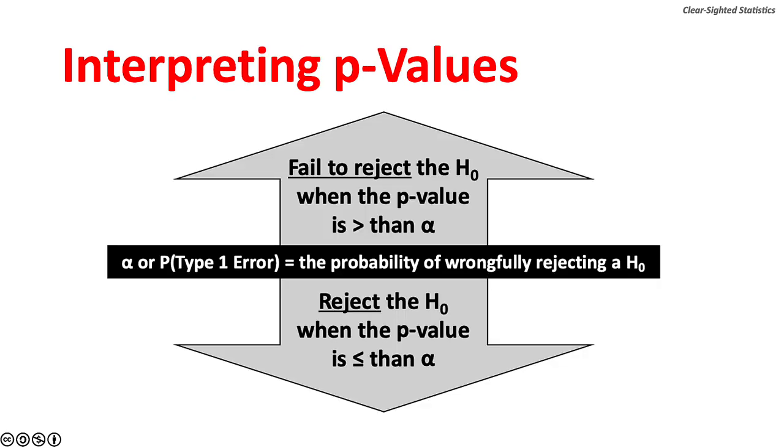This graphic shows how decisions about the null hypothesis can be made using p-values. We fail to reject the null hypothesis when the p-value is greater than the significance level, and we reject the null hypothesis when the p-value is less than or equal to the significance level. The lower the p-value, the more support for rejecting the null hypothesis.